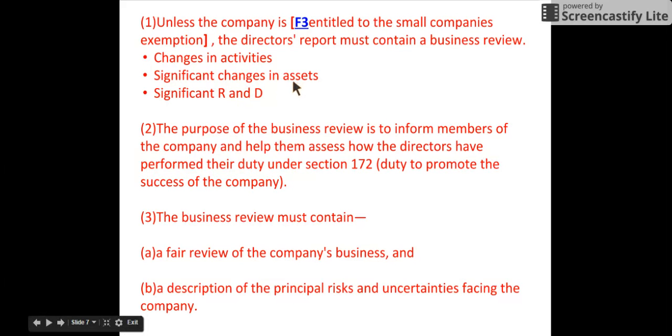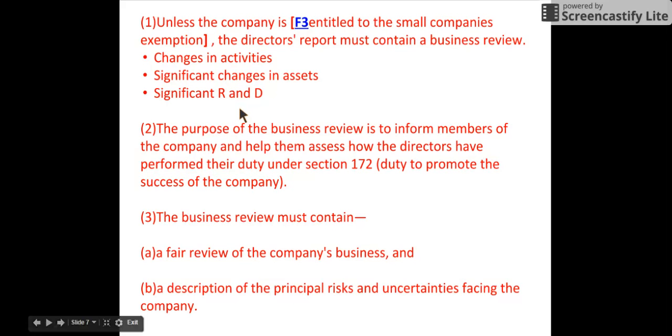Significant changes in assets. So for example, it hasn't been uncommon in retail for retailers to try and fund expansion through basically selling the shops that they own and then using that money to invest in a greater number of rented shops. And is there any significant research and development?